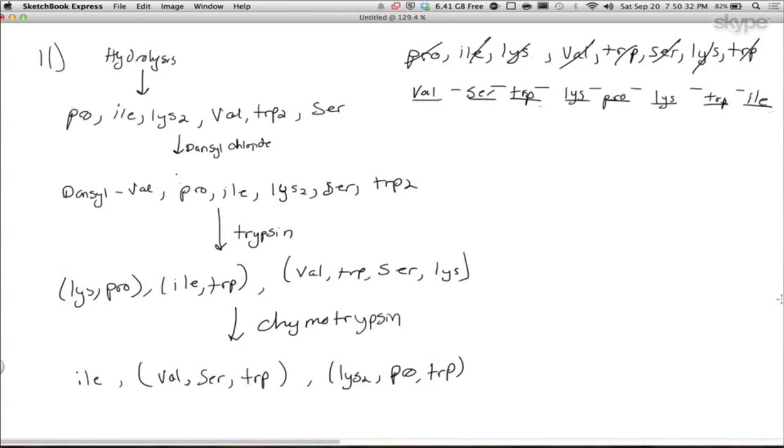And then you know all of the other fragments have to end in tryptophan, tyrosine, or phenylalanine. So that's how you knew that the first three had to be valine, serine, tryptophan. The serine has to come before the tryptophan because the chymotrypsin is going to cleave after the tryptophan. That's the only way to get that 3 amino acid sequence. Okay, so that was great.